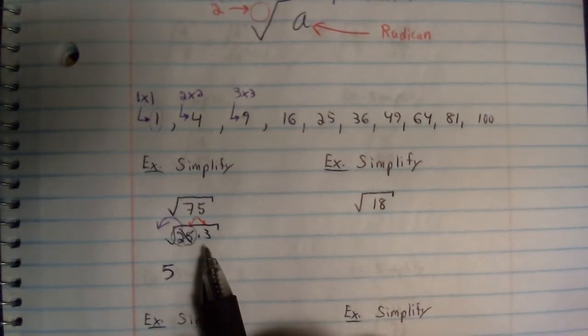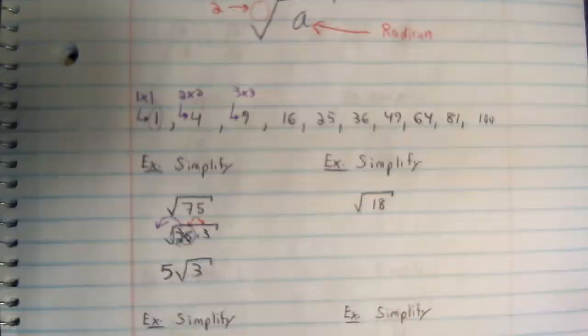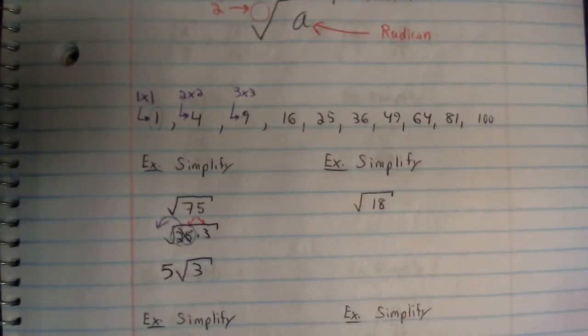As far as this 3, it is a prime number. There's no number that multiplies to make 3 other than 1 and itself. So it can't leave anywhere. It's not a perfect square. It's stuck inside that radical. So our final solution to this problem is 5 root 3.